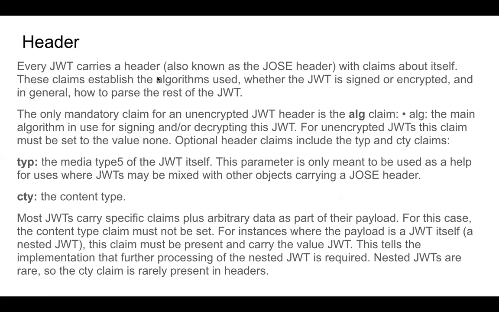So headers. Header is also known as the JOSE header, with claims about itself. Claims means nothing but the fields which are there in the header. These claims or the fields establish or give information about the algorithms used for signing, whether it's signed or encrypted, and how to parse the rest of the JWT. The only mandatory field or claim for an unencrypted JWT is the algorithm. Okay. It gives information about the algorithm used for signing and or decrypting this JWT.